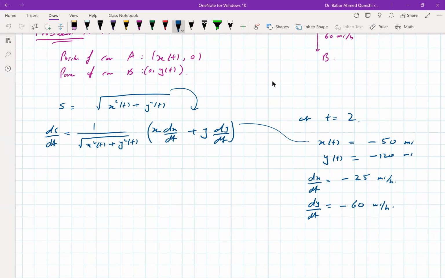So now all you have to do is put these numbers here. And since all of these numbers are minus, both of these products are gonna be plus. And you can just compute.